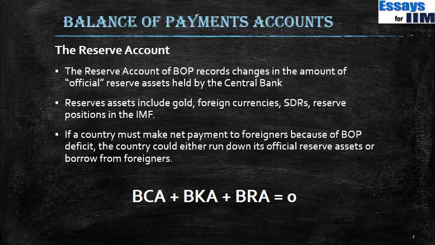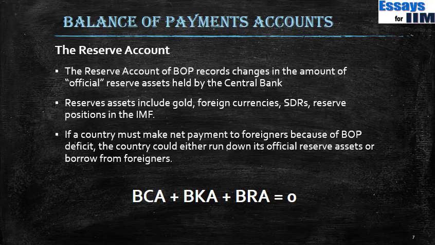If a country must make net payments to foreigners because of BOP deficit, the country could either run down its official reserves or borrow from foreigners. So in simple terms, what does this mean? Let us say that BCA is your balance of current account and BKA is the balance of capital account. Let us say in a country, the current account balance is 0, which means that exports are equal to imports, so the net inflows or outflows are 0.